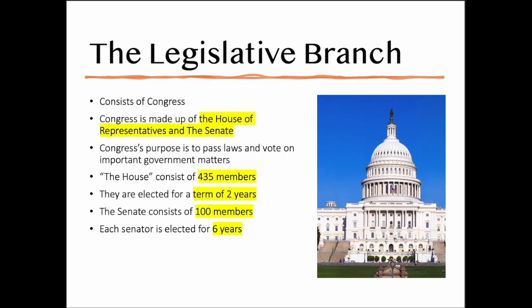The other voting body is the Senate. Each state has 2 senators, and they have a total of 100. Each senator is elected for a term of 6 years.